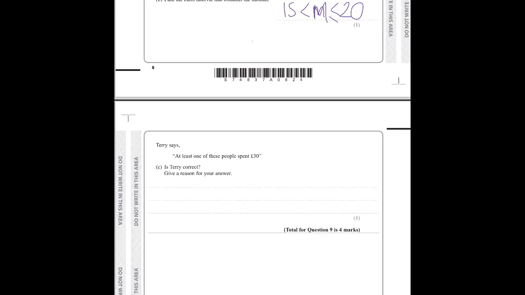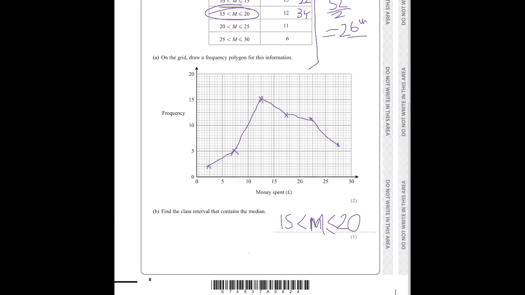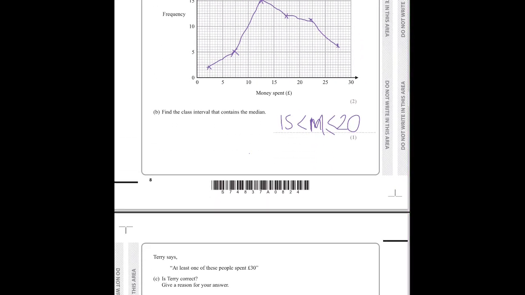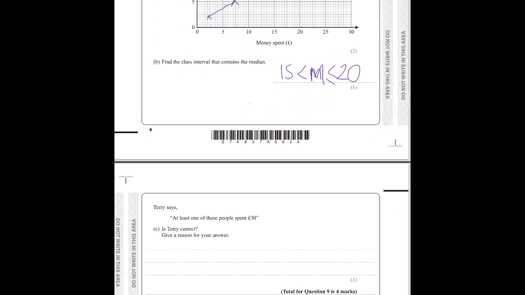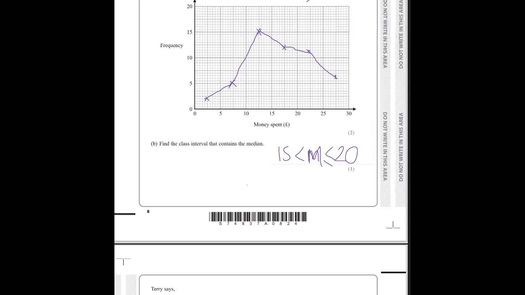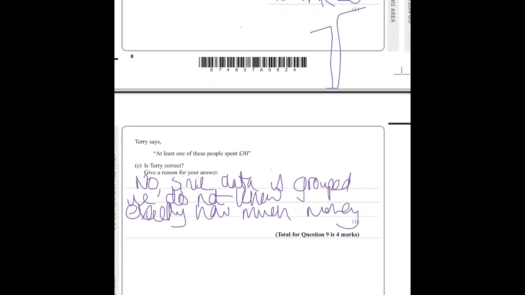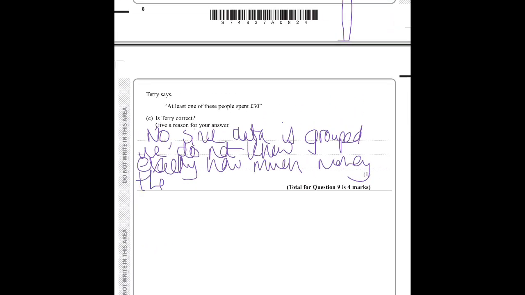All right, Terry says, at least one of these people spent 30. Is he right? No, not necessarily. Since data is grouped, we do not know exactly how much money, just trying to scroll up here, the 6 people spent. Could be more. Yeah, we could have all 6 people spend £30.